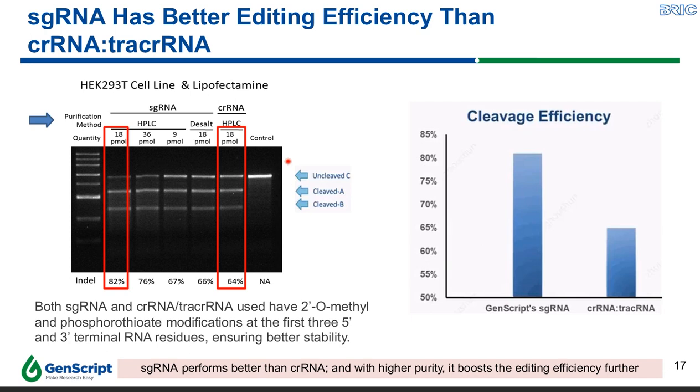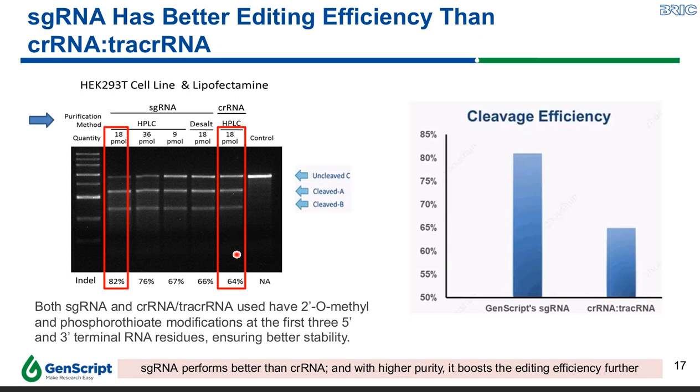GenScript also performed a comparison study to investigate the editing efficiency between the use of the sgRNA and the dual oligo format of the guide RNA. In this study, both of these two different types of guide RNA were modified at the first three 5' and 3' terminal RNA residues in order to ensure better stability. This gel photo shows that at a similar concentration, the sgRNA can induce indels at a higher frequency, 82%, compared to 64% with the dual oligo format of the guide RNA.